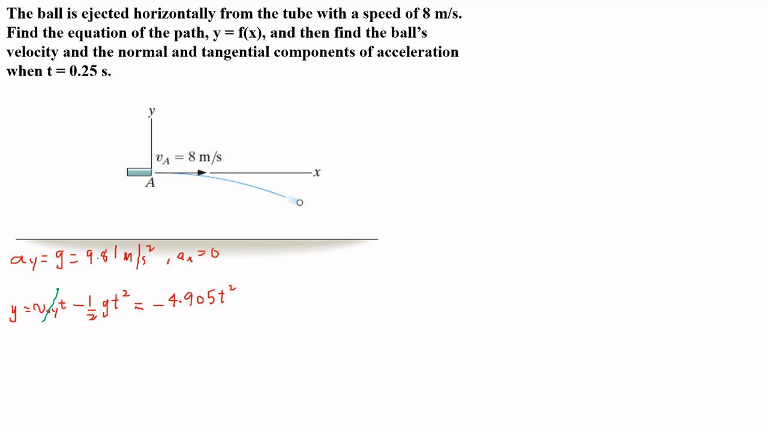But we want to find this as a function of x. So let us look for a relation so that we can relate t with x. Also, x equals vx times the time. My initial position is x is 0 and y is 0, so we can cross that out as well. And replacing vx by 8, we have x equals 8t. So from here, t is simply x over 8.